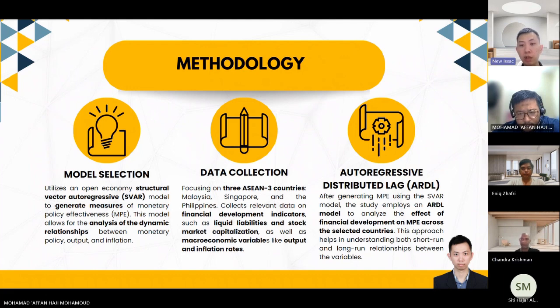The third methodology that we use is the autoregressive distributed lag method. After we generate the monetary policy measure using the SVAR model, the study employs a distributed lag model to analyze the effect of financial development on monetary policy across the selected countries. This approach helps in understanding both the short run and long run relationships between the variables.